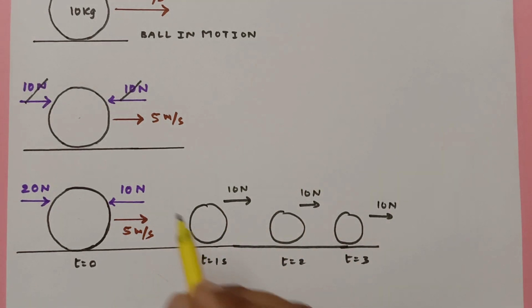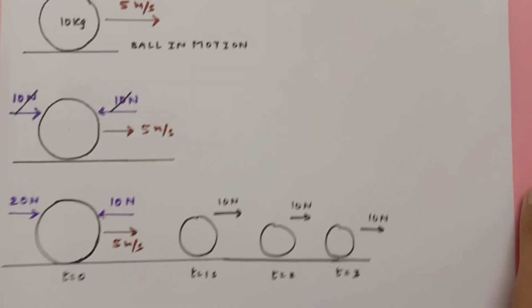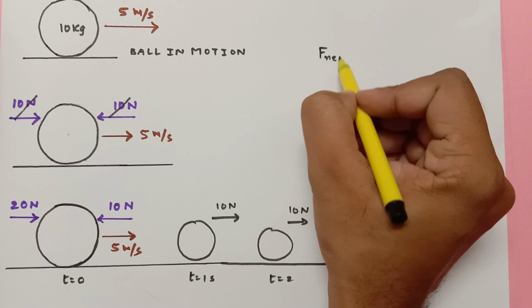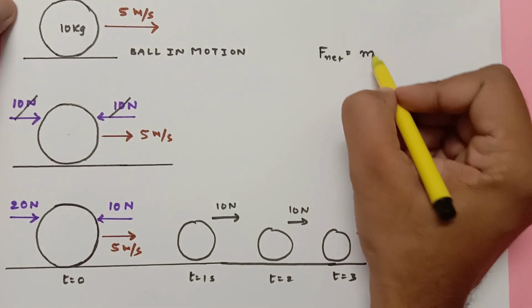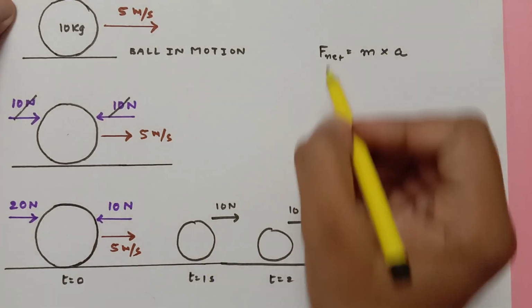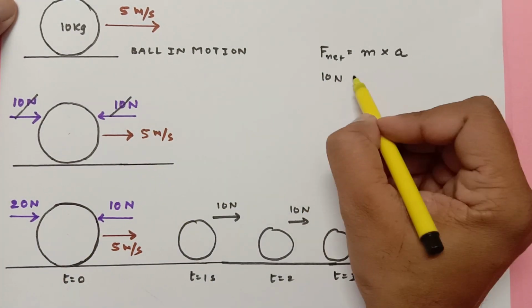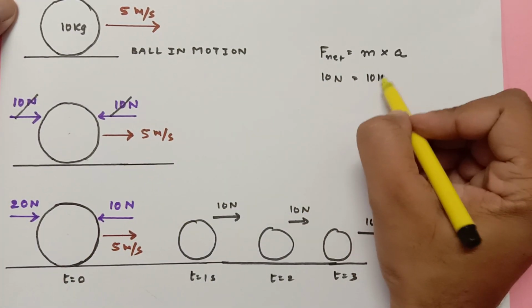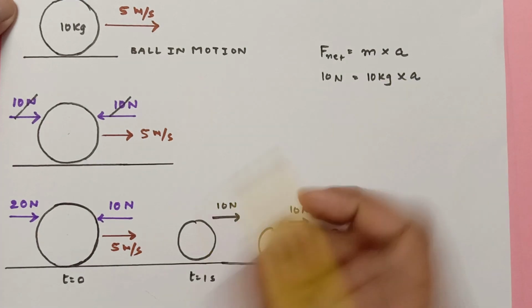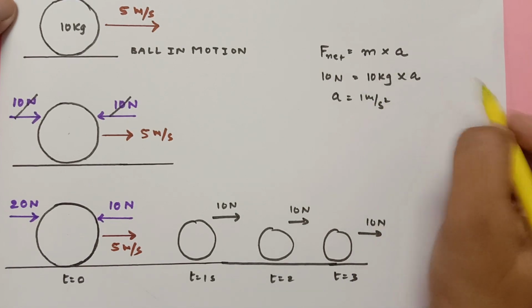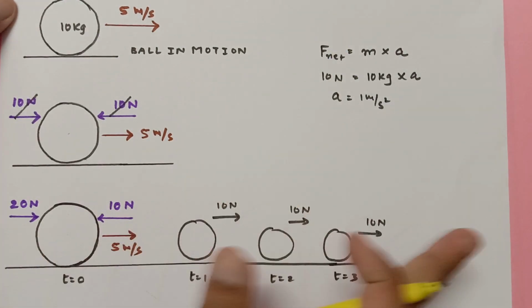Right? But now, since the same calculation, the application of the second law, the net force acting on the ball is equal to mass times the acceleration. So net force acting on this ball is 10 Newton. That is equal to mass of the ball 10 kilogram times the acceleration. So again acceleration is 1 meter per second square in the direction of the net force. That means in this direction.